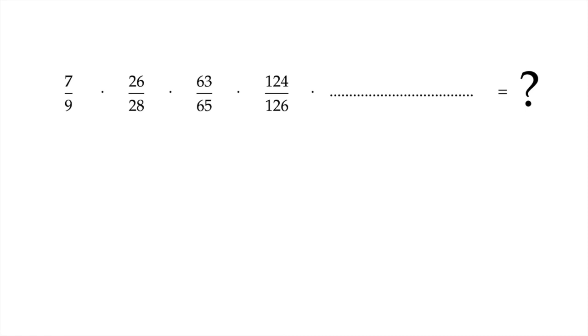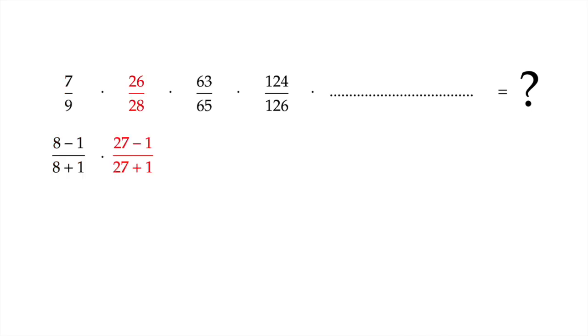7 over 9 times 26 over 28 times 63 over 65 times 124 over 126 times etc., and off to infinity. Infinite product. So, what does this equal? Well, wait, hold up. What even are these numbers? What is the rule here? The rule is this: 8 minus 1 over 8 plus 1.